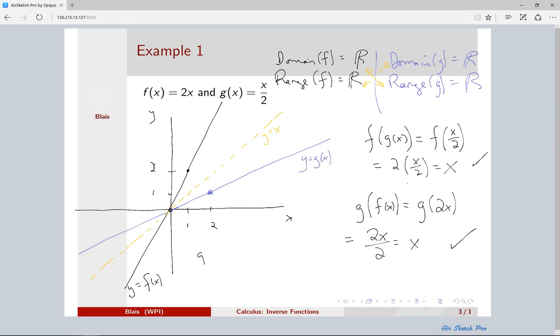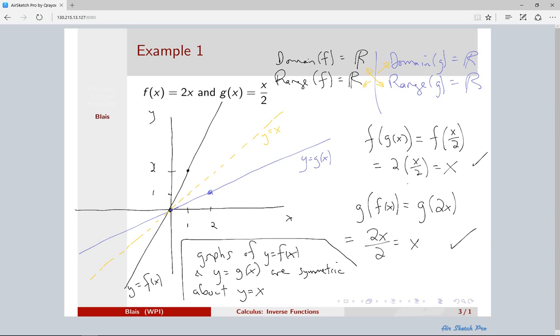So the graphs of y equals f of x and y equals g of x are symmetric about y equals x. So again, that's a property of inverse functions.